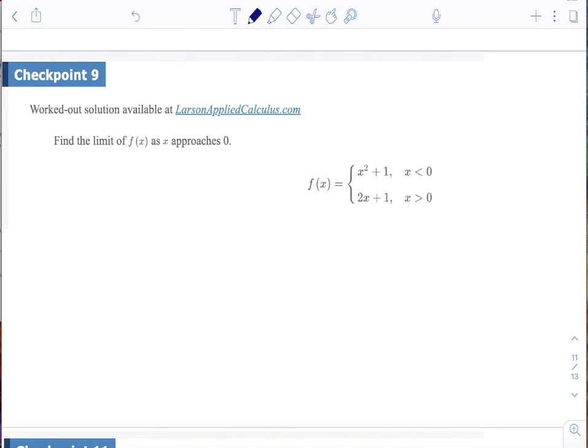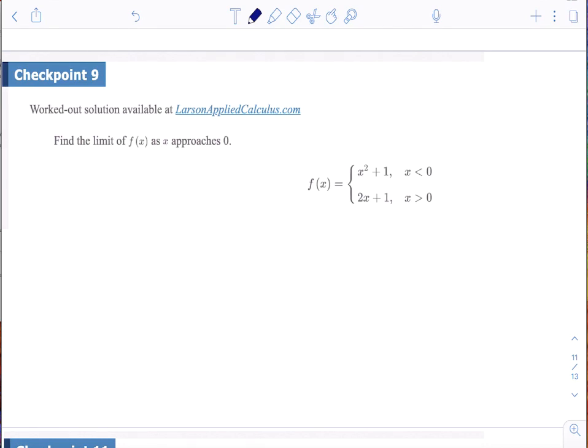On piecewise functions like these, we want to evaluate the limit based on where our x value in the limit is in terms of the piecewise function. So this function is defined as x squared plus 1 for values of x less than 0. So if we were evaluating the limit for anything less than 0, we would simply substitute into that top part of the piecewise function. Then when x is greater than 0, this function is defined as 2x plus 1.